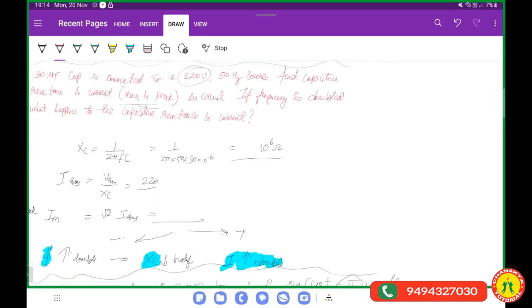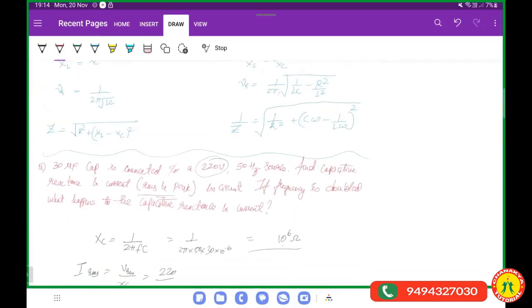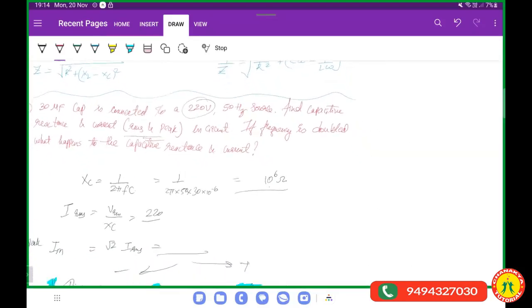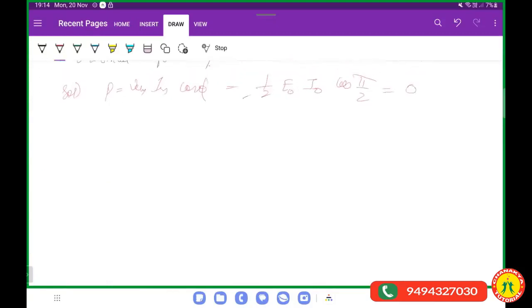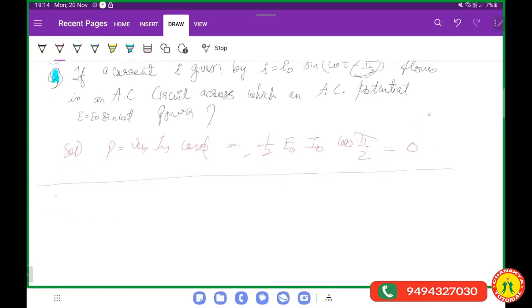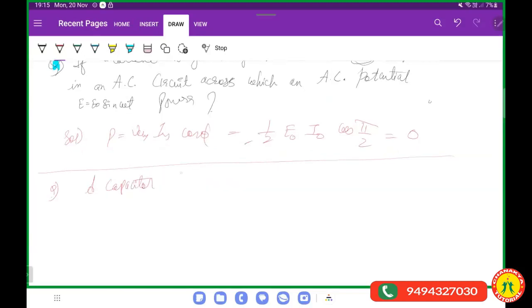What other type of question did we do? Easy only this one. This is also easy. Next question. All questions are easy until you solve it.